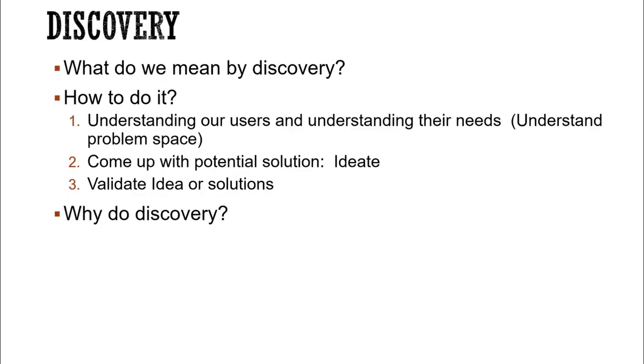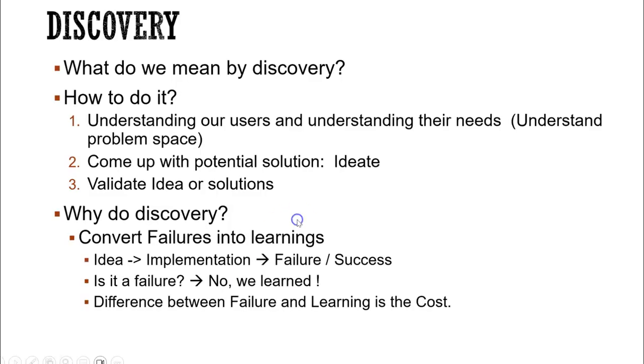The second one is to come up with potential solutions. And so that's the ideate, where we generate lots of ideas. And then the third one is that we validate whatever ideas or solutions that we have. If you already have an idea, you can just do step number 3. If you don't have an idea, if you understand your users, then you can start with the ideate and then you can validate.